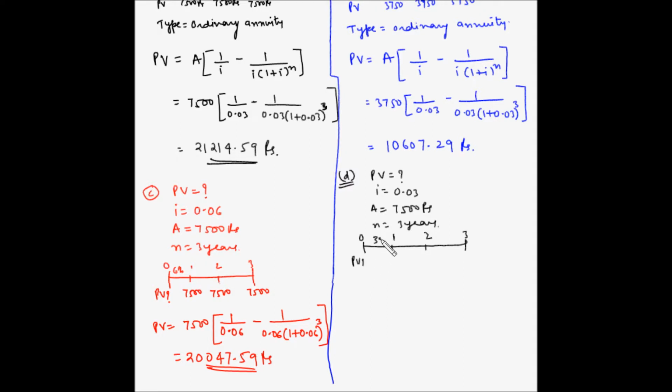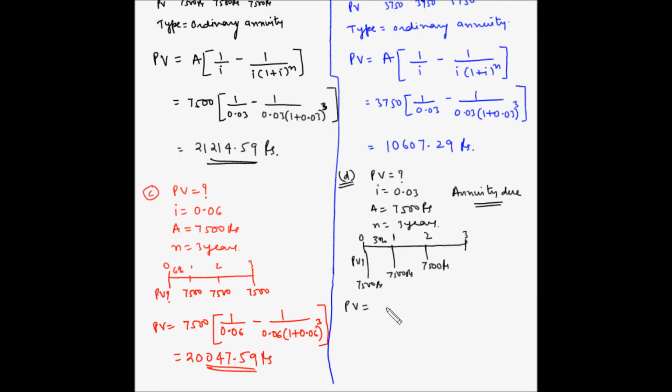Interest rate is 3%, and at the beginning of first year we are withdrawing 7500 rupees. At the beginning of second year we are withdrawing 7500 rupees, and at the beginning of third year also we are withdrawing 7500 rupees. So basically this is a type of annuity due. So let's note down the formula for finding the present value of an annuity due.